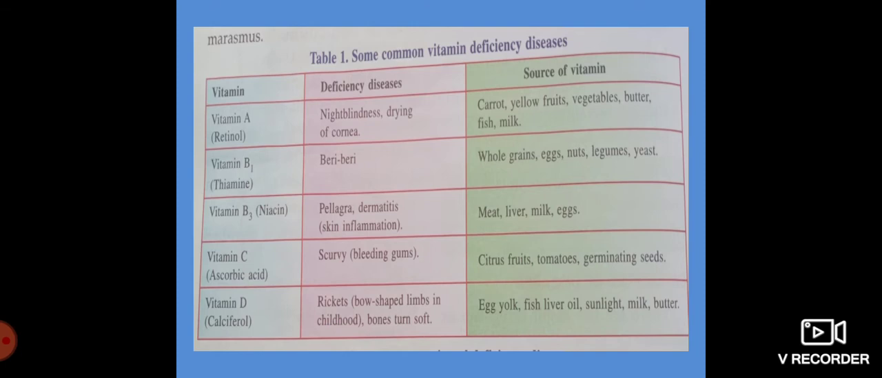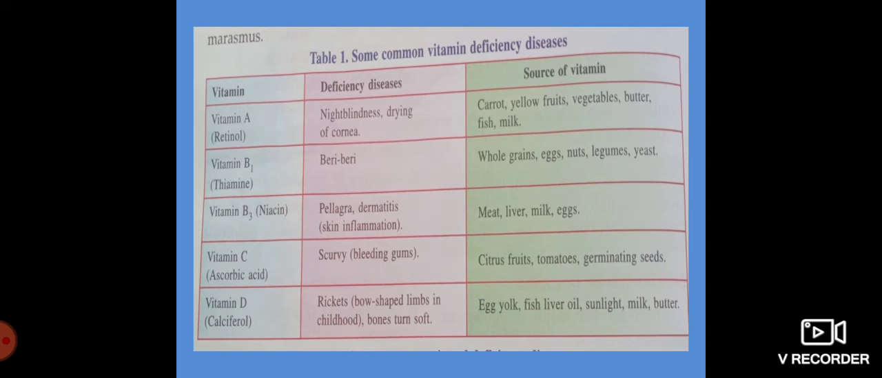Here, vitamin A is also known as retinol, and the disease caused due to deficiency of vitamin A is night blindness, drying of cornea, etc. So the common disease is night blindness. Night blindness and drying of cornea are the deficiency diseases caused due to lack of vitamin A.